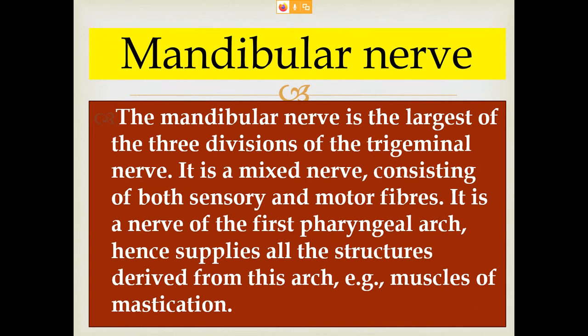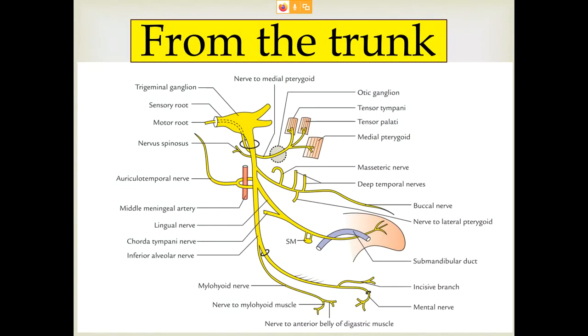It is a nerve of the first pharyngeal arch, the first branchial arch, and hence it supplies all the structures derived from this arch, for example, the muscles of mastication. Then coming to the branches of the mandibular nerve.